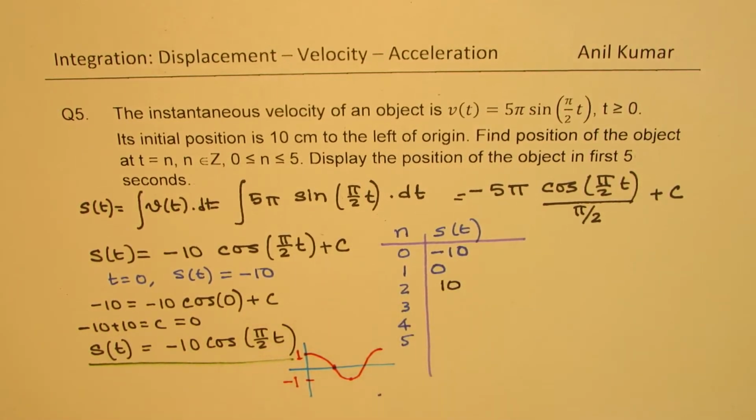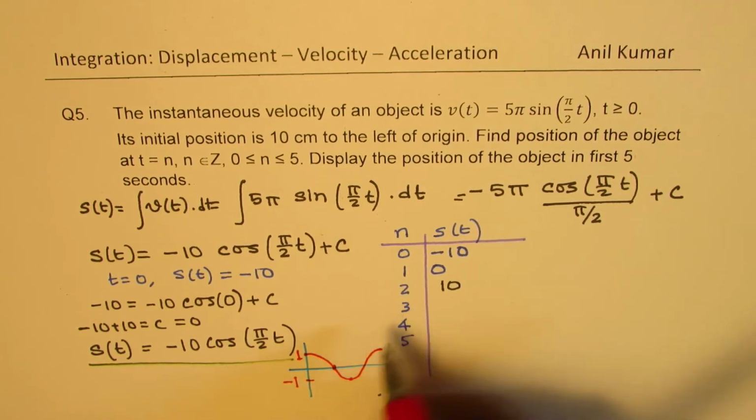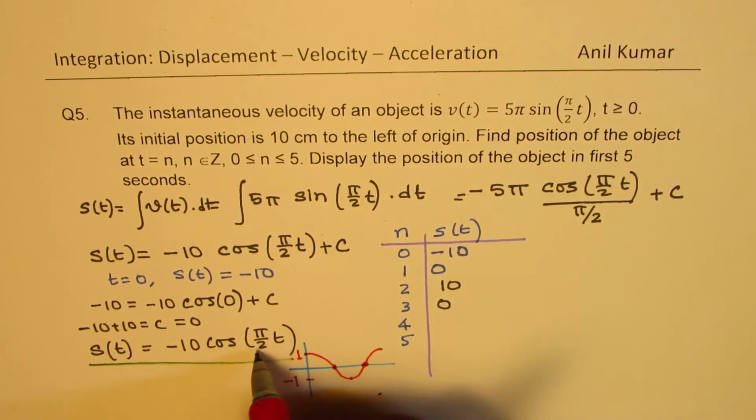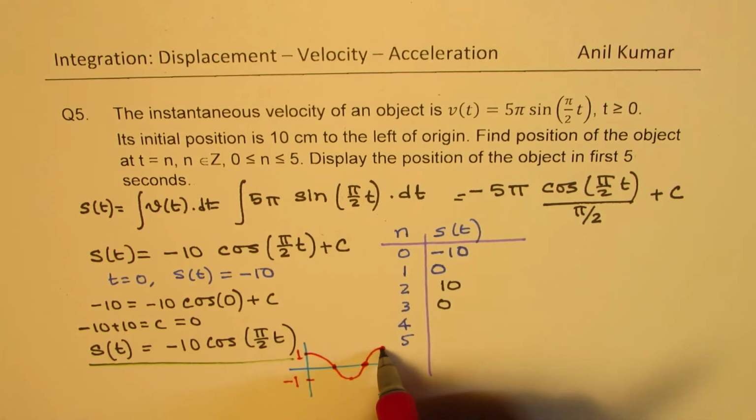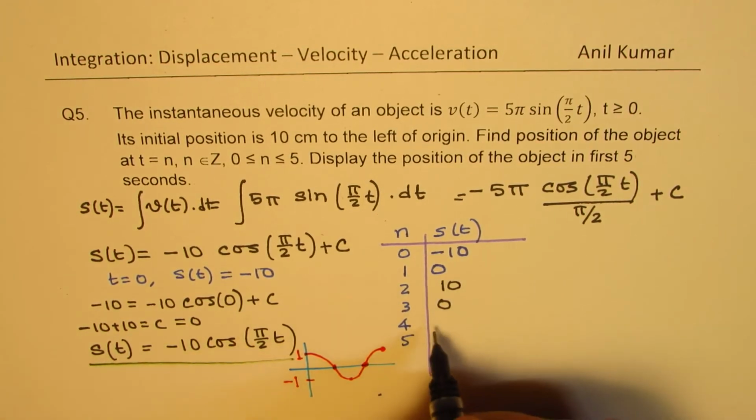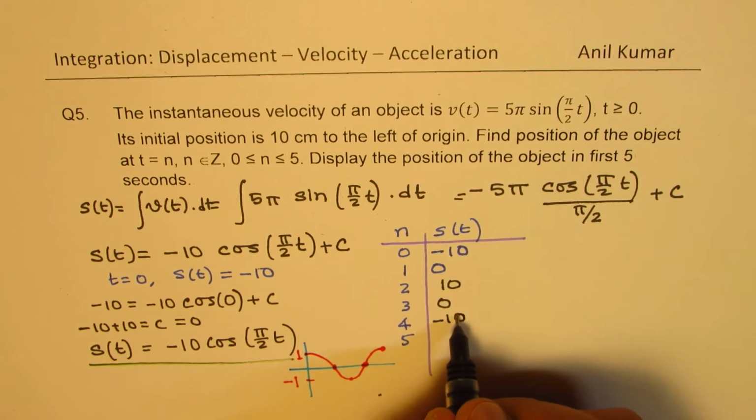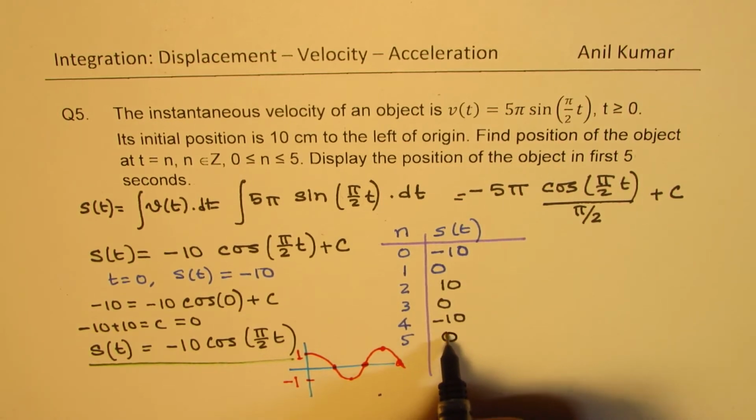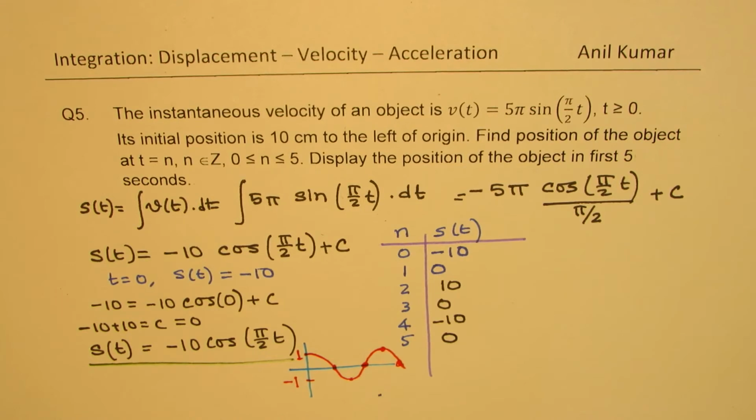Do you see that? Now at 3, we are at this point, which is also 0. So we get 0. And at 4, this goes to 2 pi. So at 2 pi, it is 1. So we get minus 10. And then again, it will go further down. So the next point here is this one, which is 0. So we come back to 0. So these are the values which you get for displacement.